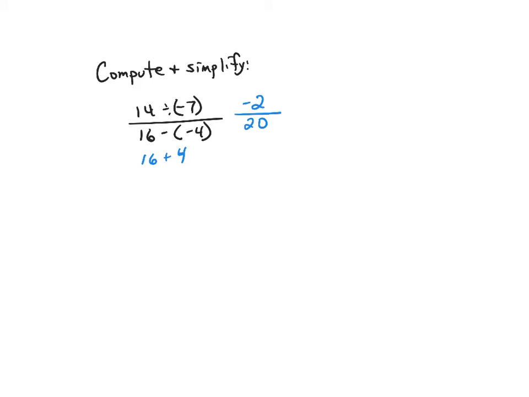Now I have negative 2/20. Well, I can put that into lower terms. I can divide that by 2 over 2. Negative 2 divided by 2 gives me a negative 1. 20 divided by 2 gives me a 10. So the final answer is negative 1/10.